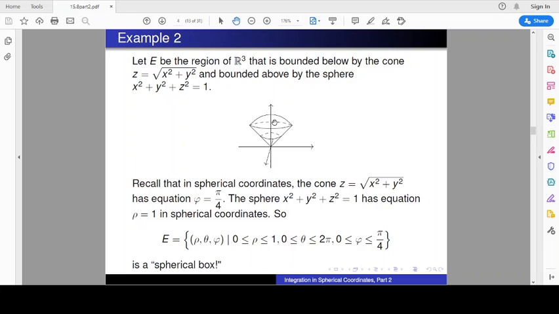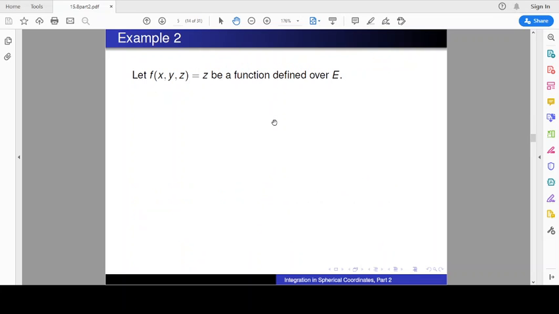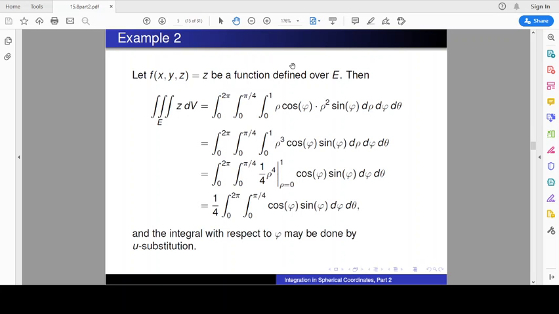So let's compute this guy's volume, I guess. Oh, no, actually, we have a different example. Let's let f of x, y, z be z. So this is going to be the function that we'll have over this region E. So let's compute the triple integral of this function, f of x, y, z equals z, over this spherical box.